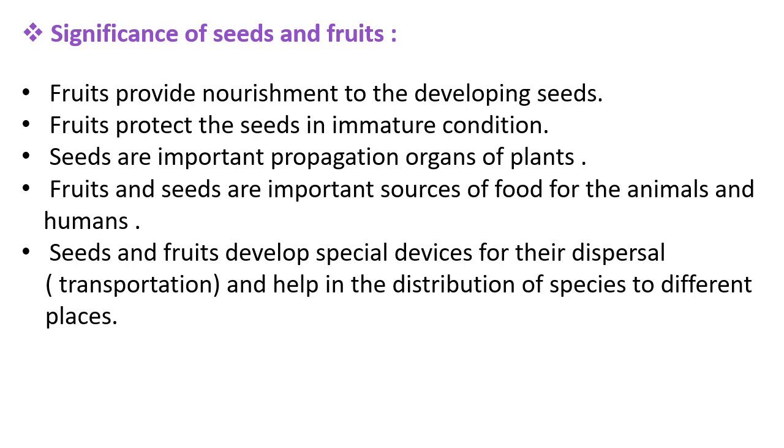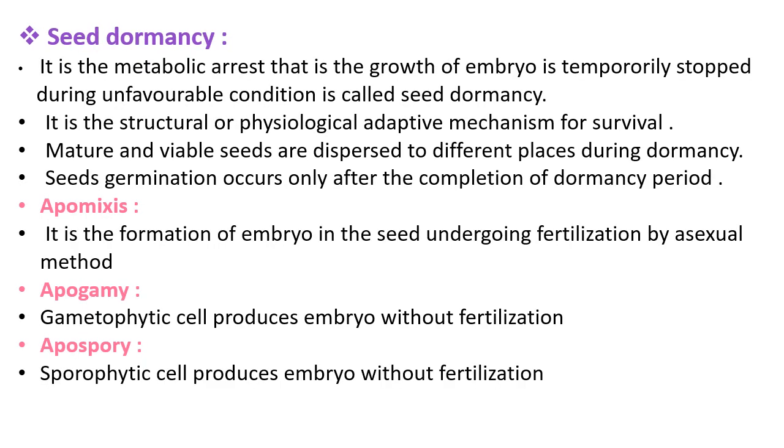Dispersal means the seeds are transferred from one place to another place by the help of different transporting agents like wind, birds, or animals. So, seeds and fruits play an important role in spreading or distribution of a particular species. Now we will study the next topic, that is seed dormancy.